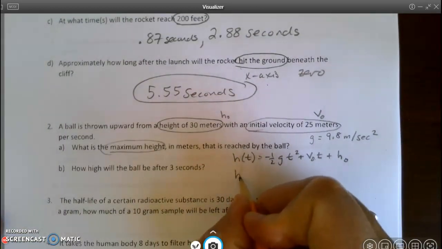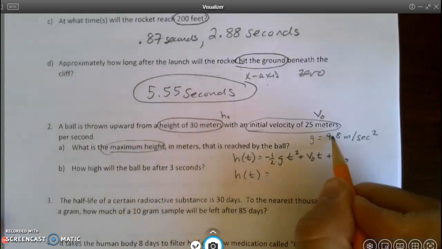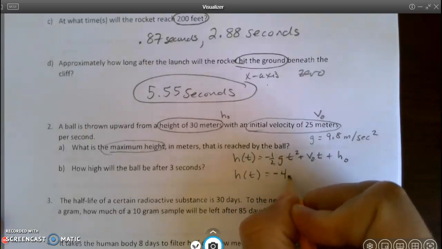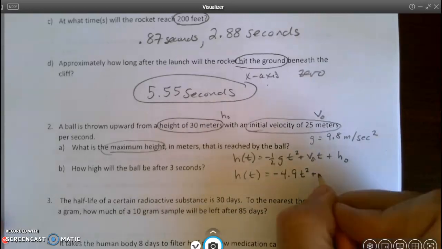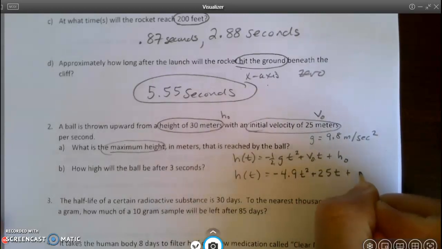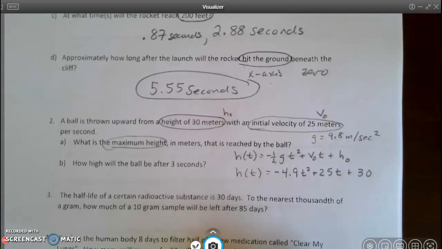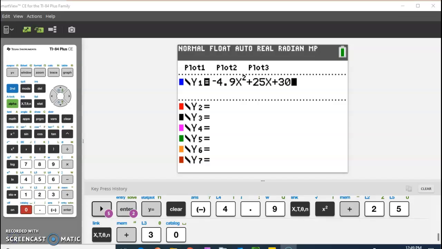So I'm going to start substituting. H at t equals negative 1/2 times 9.8, which gives me negative 4.9 t squared plus my initial velocity, it's 25 t, and my initial height is 30. So because I want to know the maximum height, I'm going to need to go to my calculator and put this in. Right. So I put my equation in the calculator.